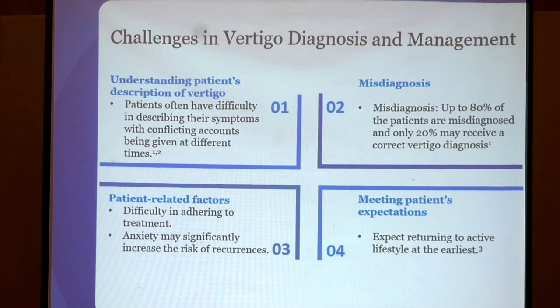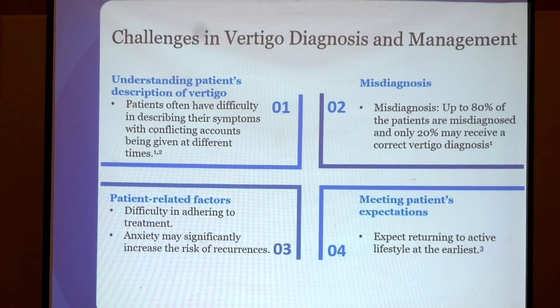Patients often have difficulty in describing their symptoms, with conflicting accounts being given at different times, and that leads to misdiagnosis. Up to 80% of patients are misdiagnosed, and only 20% may receive a correct vertigo diagnosis. It could be depression or some tension or some different things that precipitate this. Among patient-related factors, there is difficulty in adhering to treatment. Anxiety may significantly increase the risk of recurrences, and we need to meet the patient's expectations of returning to an active lifestyle at the earliest.